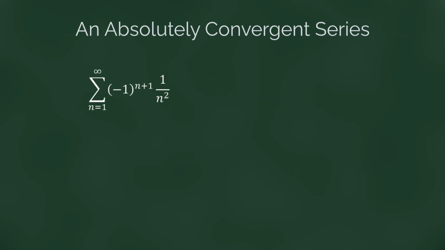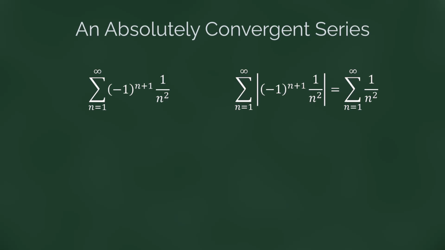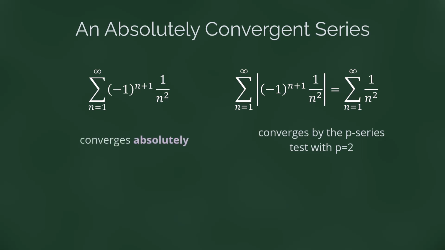Let's consider the sum from n equals 1 to infinity of -1 to the n plus 1 times 1 over n squared. If we were to take the absolute value of each term in that series, we would then get the sum from n equals 1 to infinity of 1 over n squared. That is a series that we know converges using the p-series test with p equals 2. Because that series converges, that tells us that our original series converges absolutely. But we know that any series that converges absolutely also converges.